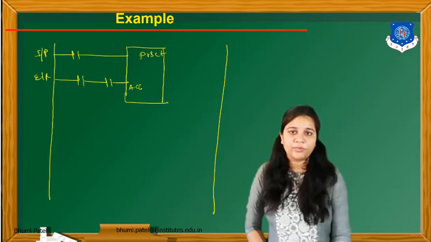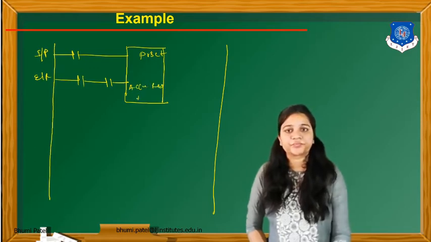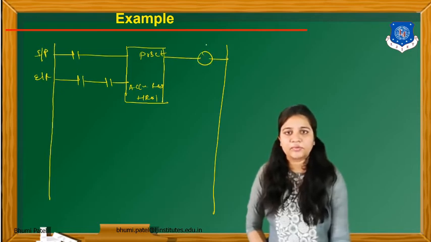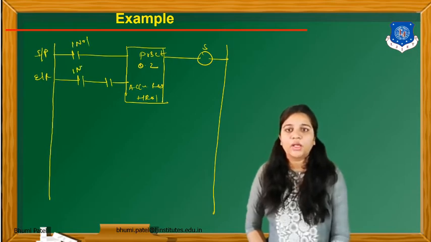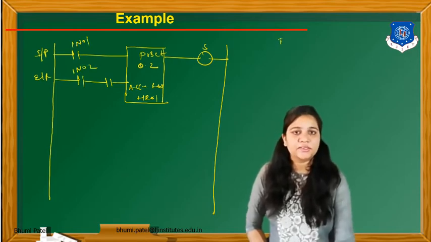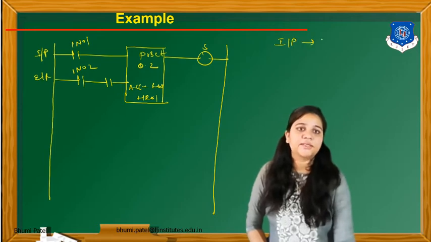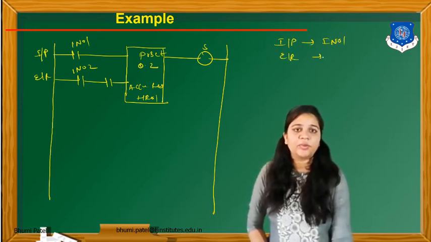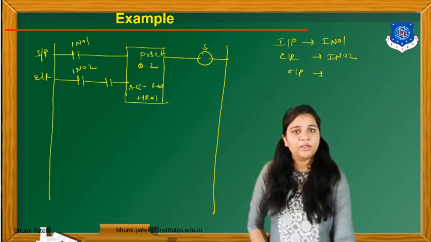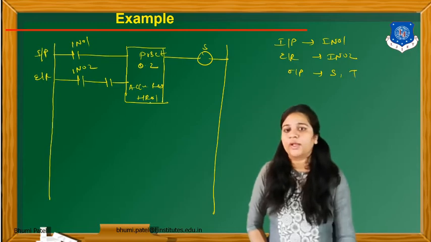This is my accumulator register, and the first output is S, and the preset value is 0.2. Suppose the name of the input is IN01 and enable reset is IN02. You have to mention in the exam, input will be IN01, enable reset pin will be IN02, and output will be S, and the next output that we have to take on, that is T.